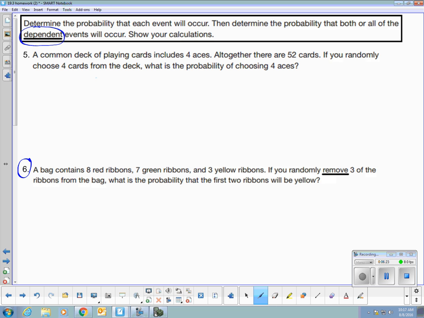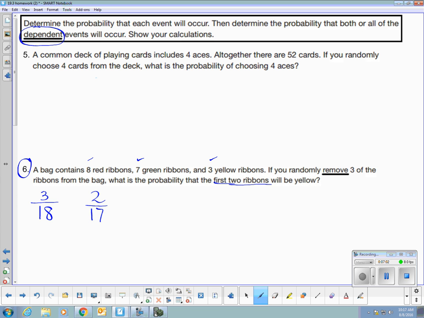All right, so let's take a look. We want to get 2 ribbons, and we want them to be the first 2. All right, so the number of favorable yellow ribbons is 3 out of a total of, let's see, 8, 15, 18, 3 out of 18. And we've removed a yellow ribbon now, so now there are only 2 yellow ribbons available out of a total of 17 ribbons.